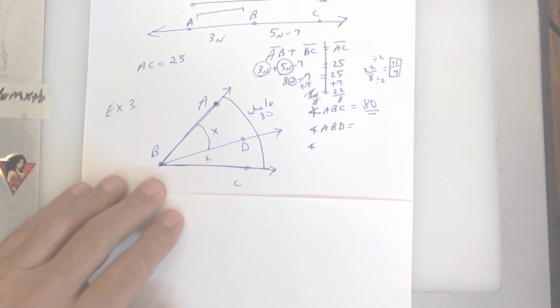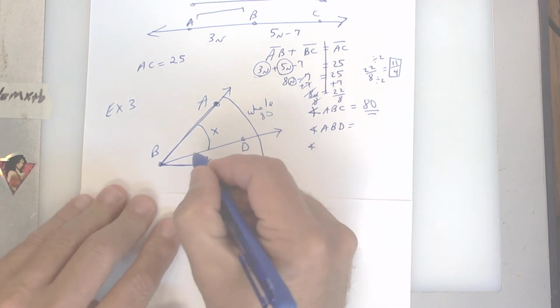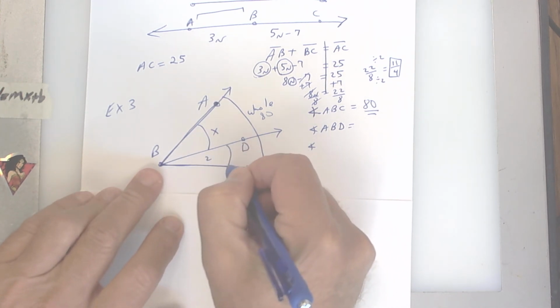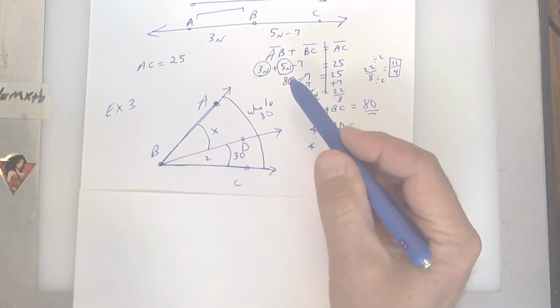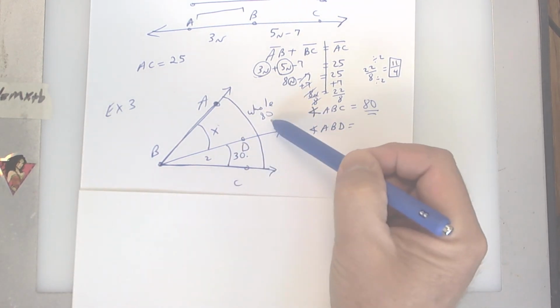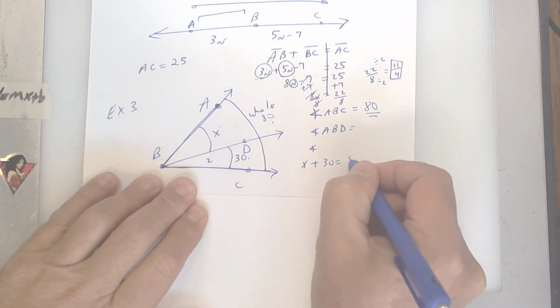There has to be something else here. Okay, and I don't see it. But let's say they say angle DBC. That would be this one. And let's say they say this one is 30. Well, you would take x plus 30 is equal to 80. So x plus 30 is equal to 80.